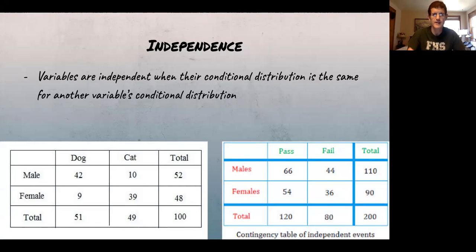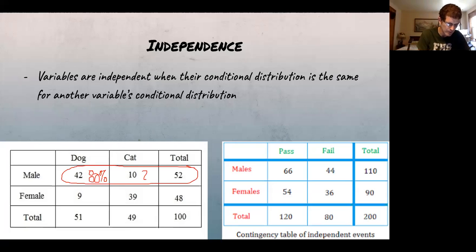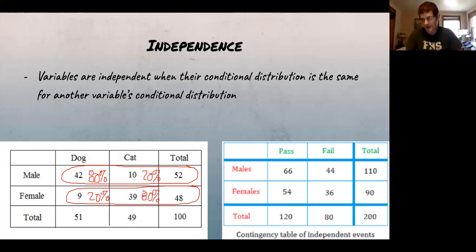All right, so I've got, and this could be made up data, but it doesn't matter, let's pretend it's real. I'm going to look at this conditional distribution. On the condition of being male, what is the preference for animals? I'm not going to calculate this exactly. This is about 80%, and this is about 20%. On the condition of being female, what's the breakdown? This is about 20%, this is about 80%. All right, hopefully you agree.